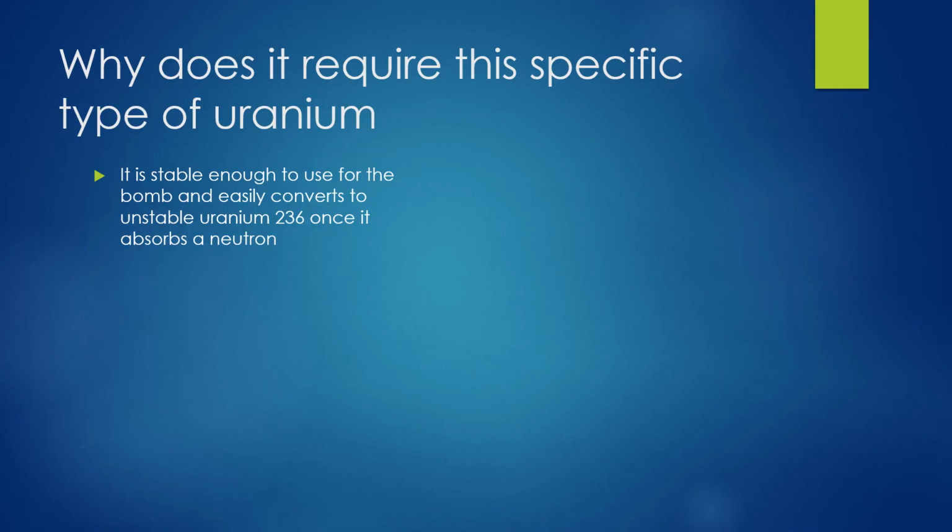So I thought it would be justified to ask why this specific type of uranium is required, because there are different types of the isotope. And the reason why 235 is necessary is because it's stable enough to use for the bomb. It can be manipulated and stored somewhat safely, but once it reaches a critical mass within the bomb, it easily converts to the much more unstable form of uranium-236 as soon as it absorbs a neutron, and that will allow the bomb to begin its reaction.